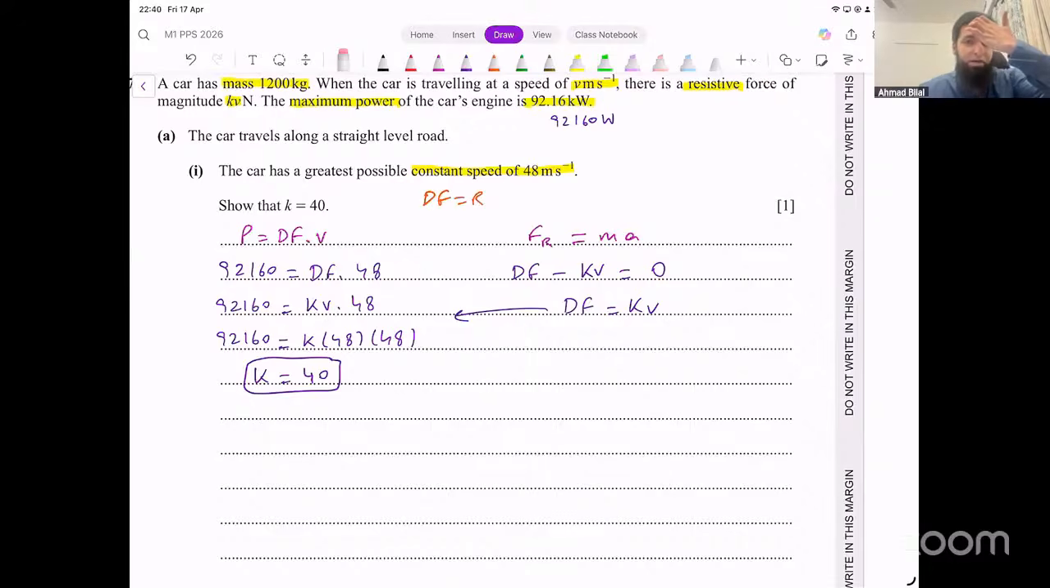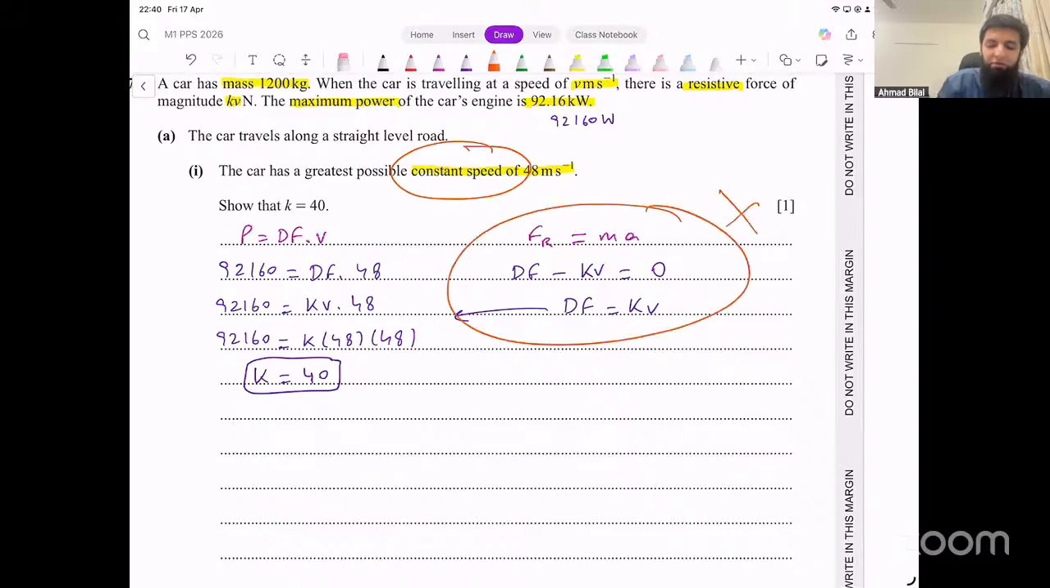There will be a weight component as well that you have to consider. A lot of people end up forgetting that there might be some other force given as well. So it's not always going to be the case that the driving force is equal to R in case of constant speed. When there are other forces involved, you have to consider those as well. Just take that into account. As long as you do that, you could skip that working in this part if you wanted.